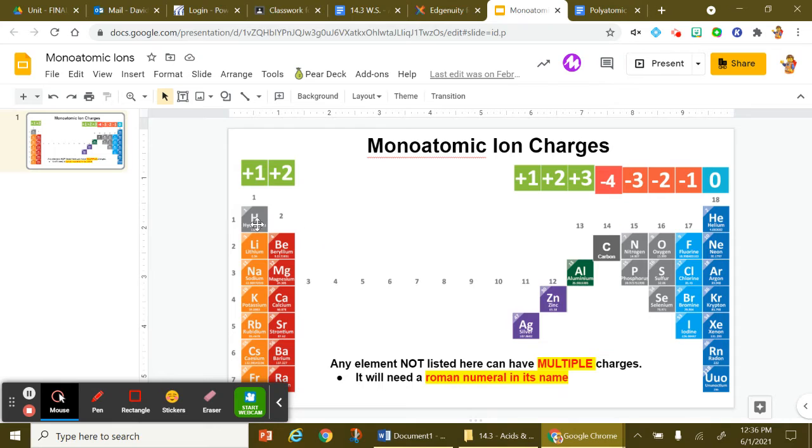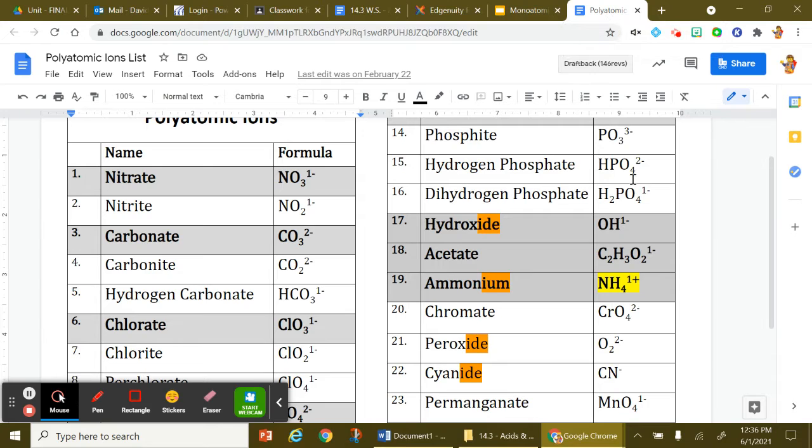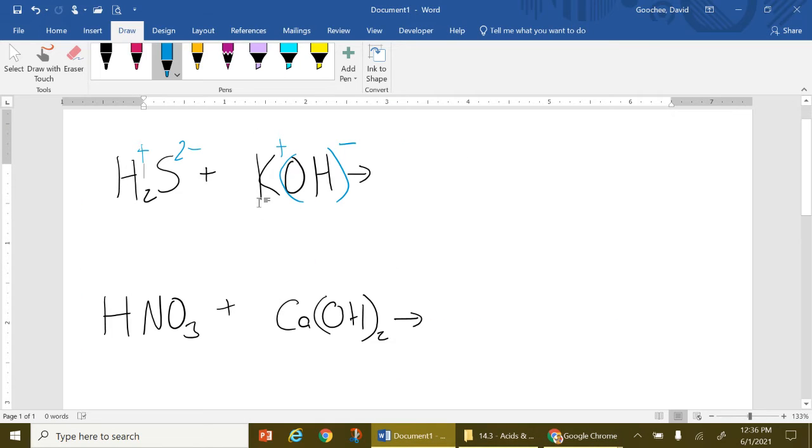So I go to this and I see hydrogen is +1. Sulfur is 2-. Okay, there you go. Potassium is 1+, and hydroxide, a polyatomic ion, is 1-. All right, so I can fill that in.